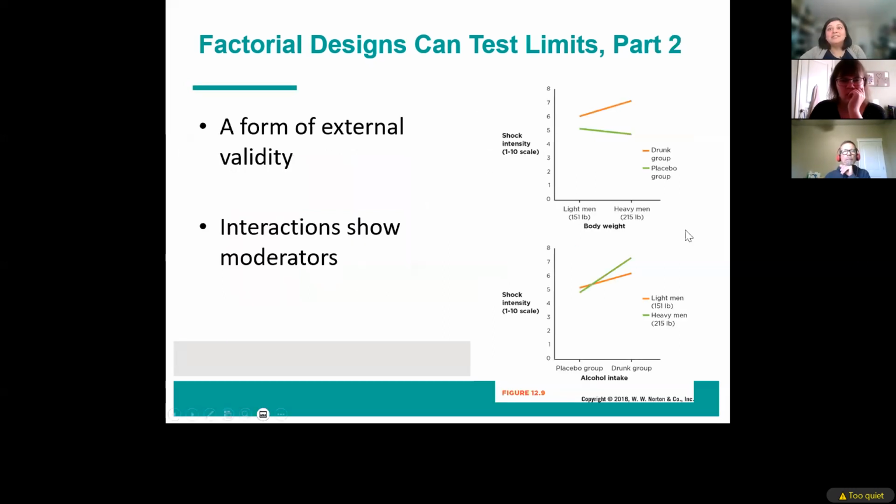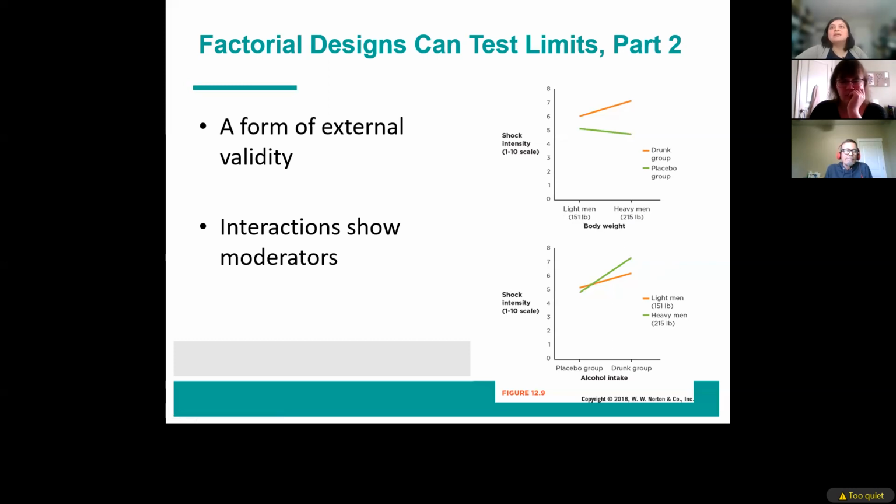So let's talk about this study. What is one thing that might affect how drunk you get? Wait. So in this study, they're extending the study on the drunk group and the placebo group. Remember, the people who get a little bit of vodka in their orange juice or enough vodka to get someone drunk. And they tested this among lighter men, 151 pounds, and heavy men, 215 pounds. And the argument is the amount that it takes someone to get drunk might differ based on weight. So it might take a lot more alcohol to get heavy men drunk versus light men.